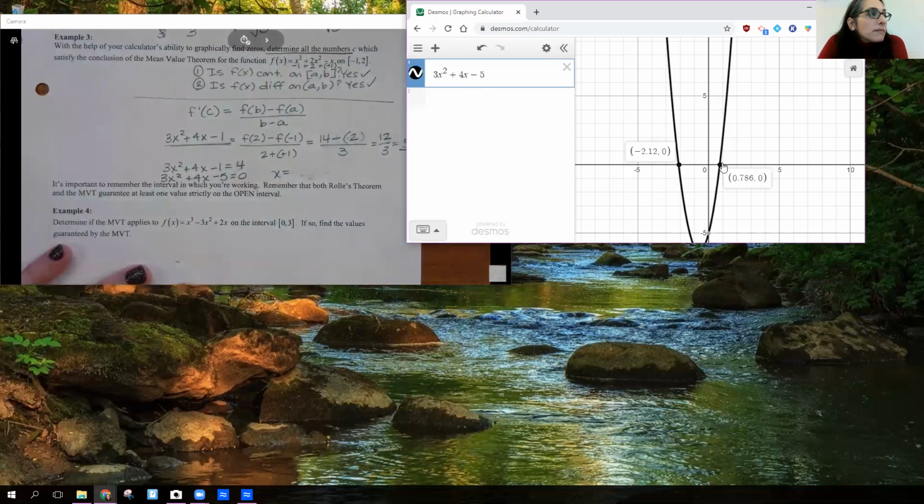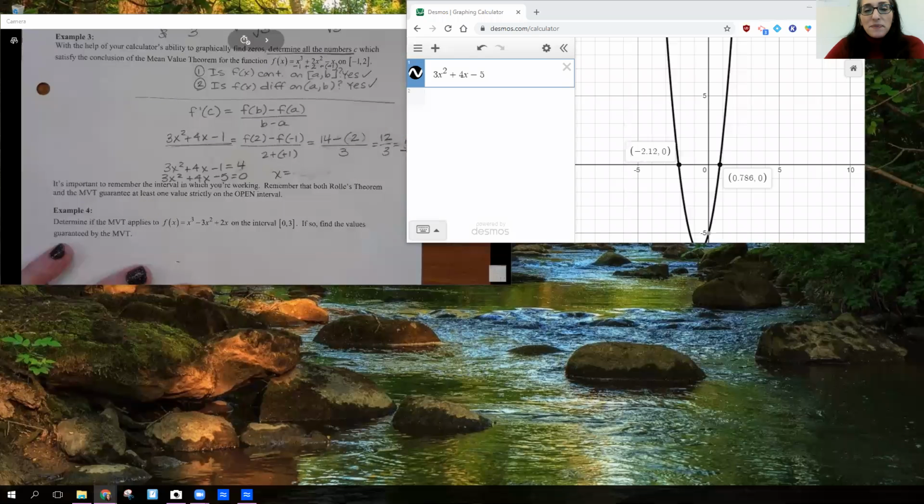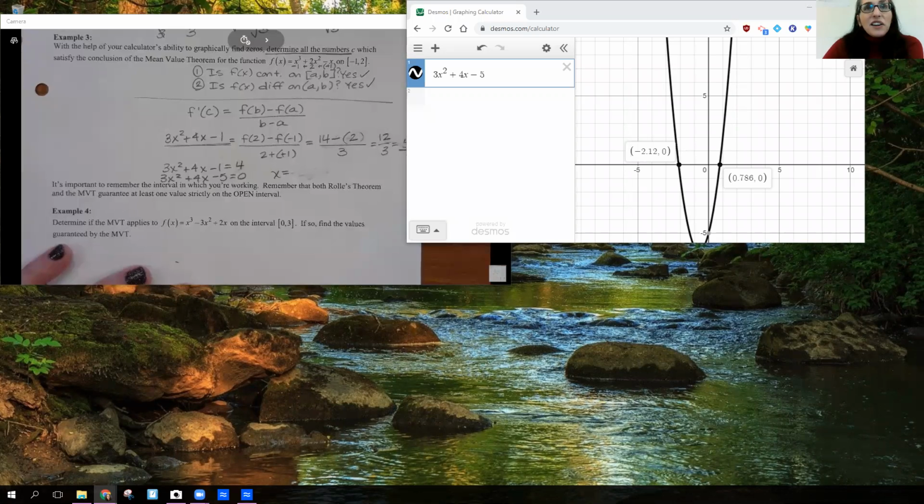So, does anybody have any comments about either of those answers? Anybody notice anything about those? They look good to you? Look all right? What's our interval that we're given for this problem?